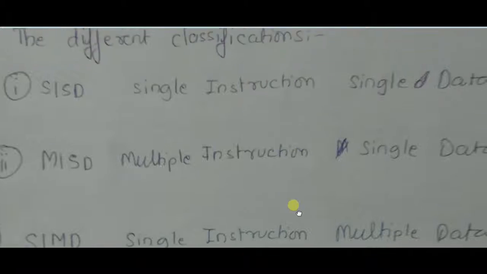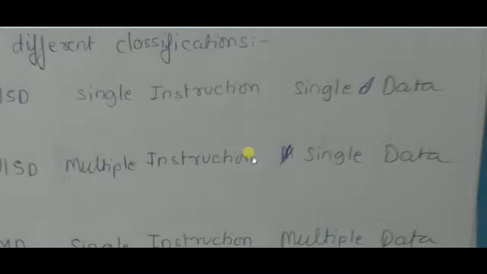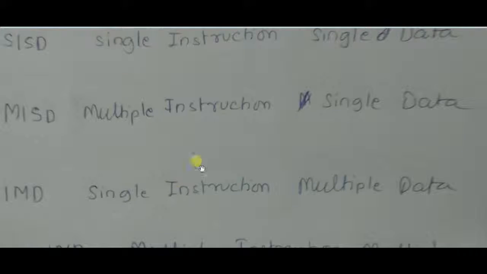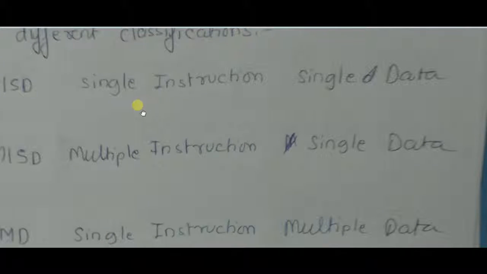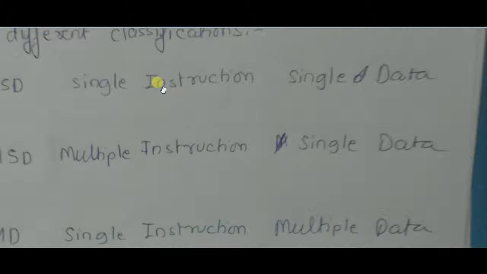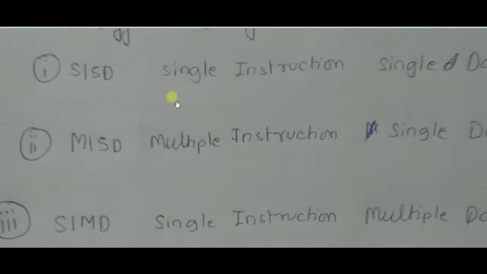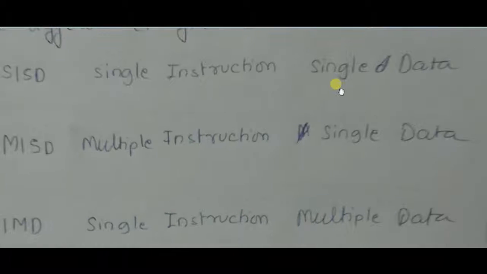So single instruction, single data means there is one control unit and one processing unit. A single instruction is sent to the processor and the processor processes the data. So this is single instruction, single data.